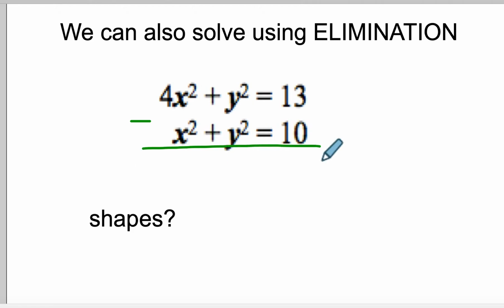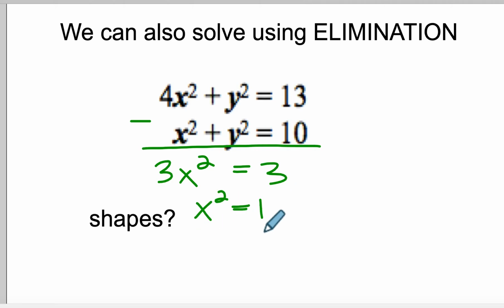So 4x squared minus x squared is 3x squared. And then y squared minus y squared is just 0, so it's eliminated, equals 13 minus 10, which is 3. I can divide both sides by 3, and I'll get x squared equals 1. And then obviously I'm going to take the square root, plus and minus. And so x will equal plus and minus the square root of 1, which is just plus and minus 1. So now I have two different x values.